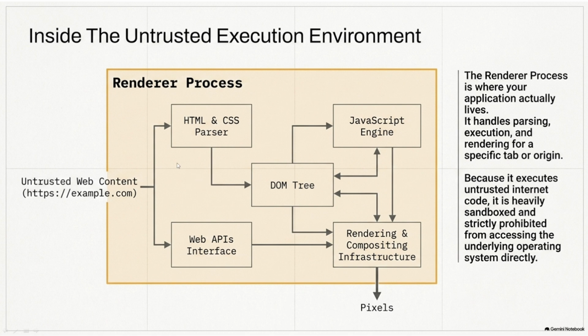Here everything happens. For example, whenever we type http example.com, first it will go to the HTML and CSS parser, then it will create a DOM tree, then with the help of the JavaScript engine it will render and composite, and then it will give us the pixels that help us view it in the web browser. We also have the web API interfaces like the fetch API call and setTimeout, all those things.